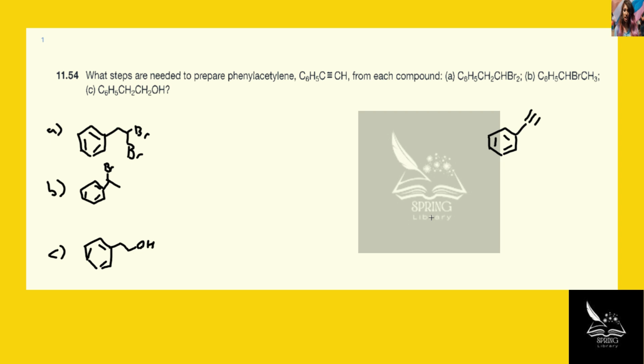This problem asks us to determine what steps are needed to prepare our final product, phenylacetylene, from each of the following components. So we have A being this phenyl dihalide group here, B and C. So let's start with A. We are trying to gain a triple bond between these two carbons.